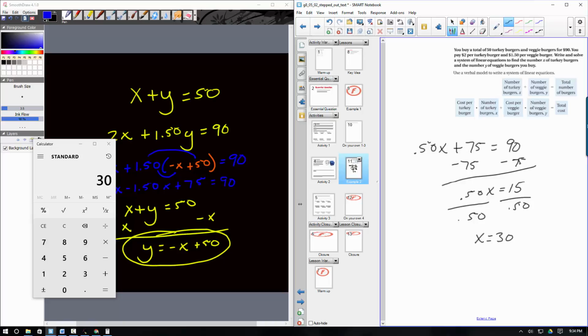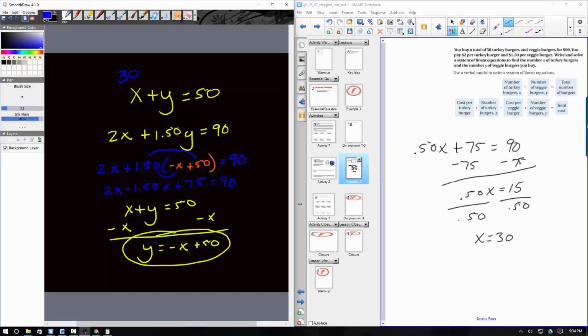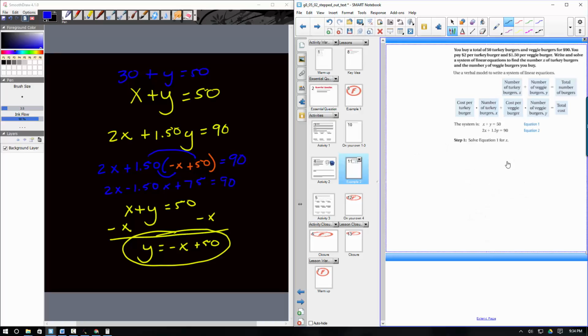I can now plug this back in here. If this is 30 plus y equals 50, well, what does y have to equal? It has to equal 20. So y equals 20. And let's just see if that works. So I'm going to clear this out, but our ordered pair should be 30, 20. So here we go. So 30 and 20. And this is kind of the rules for how to do it.